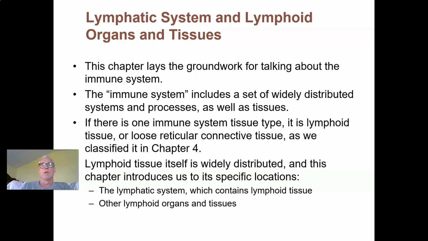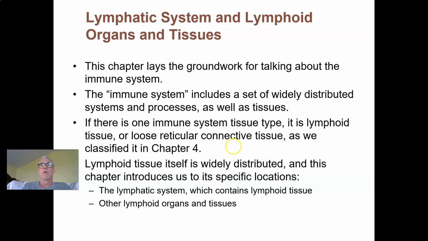The immune system includes a wide variety of different systems and processes in the body. For example, inflammation that we've brought up many times in the past is considered part of the immune response or immune system. But if there's one tissue type that's specialized for the immune system, it's reticular connective tissue. It's part of the loose connective tissue category that we talked about way back in chapter 4.